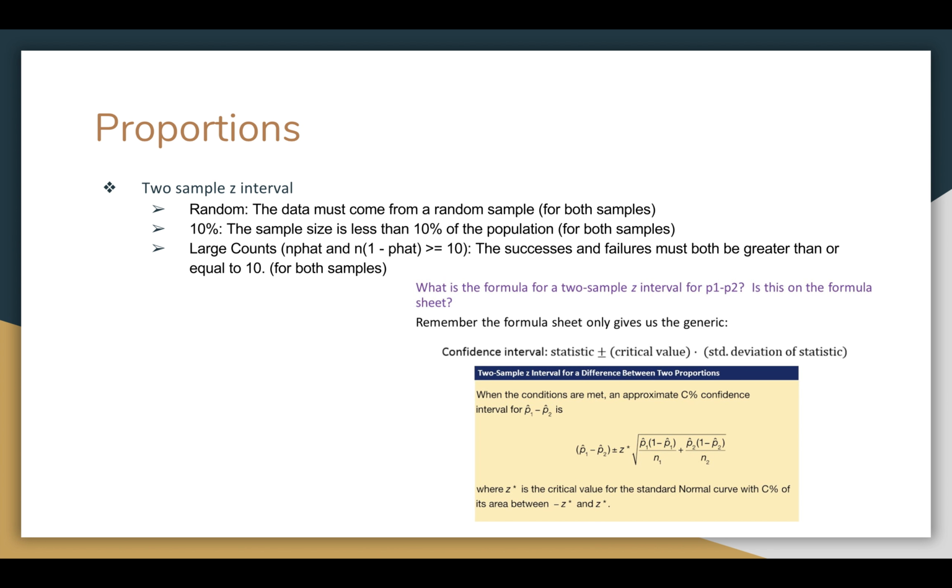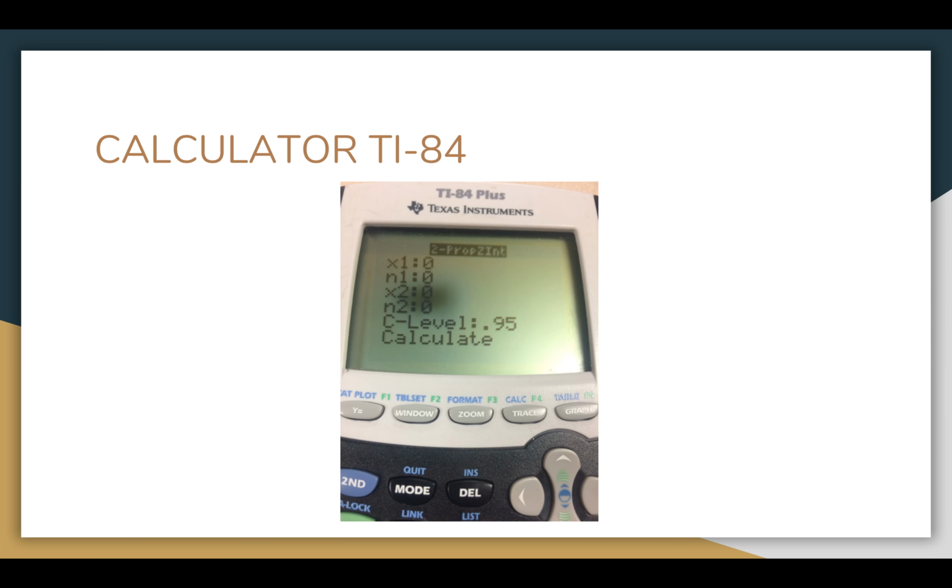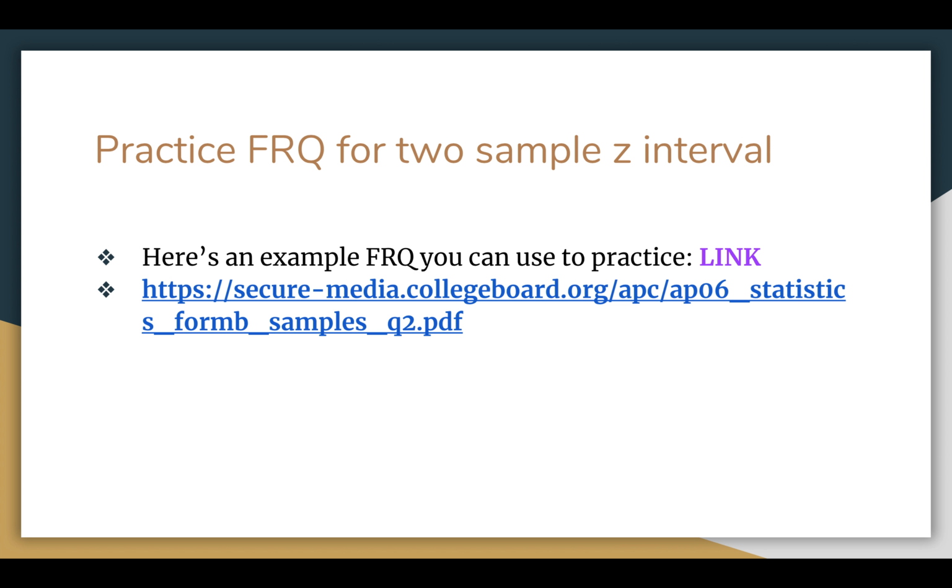You can also do this equation using a special function on your calculator. From the tests provided, we choose 2-PropZInt, enter the values and the confidence level, highlight calculate, and press enter. Here's an example FRQ you can use to practice for a two-sample z interval.